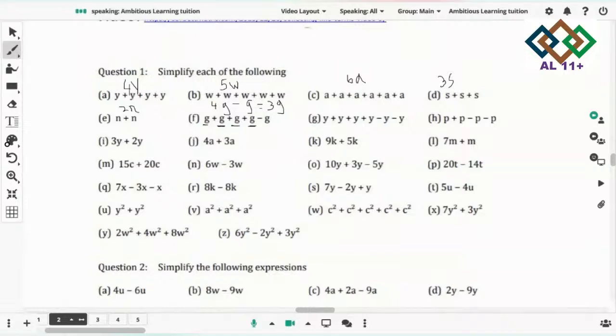Now, try doing the same thing at G. That is F we have done. You have to do the same thing in G. You have y plus y plus y plus y. Then you have minus y minus y. So you'll do 1, 2, 3, 4. 4y minus 2y. That would be 2y.